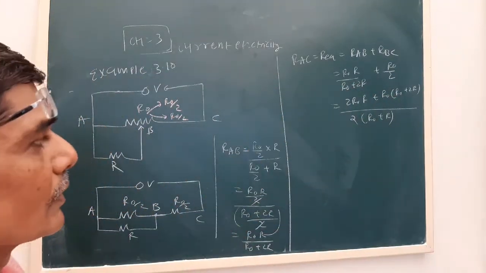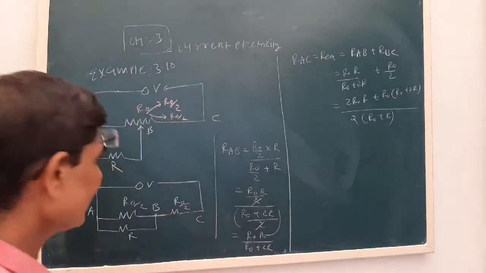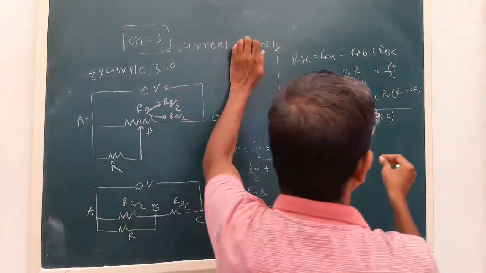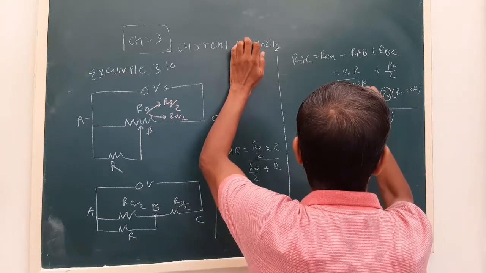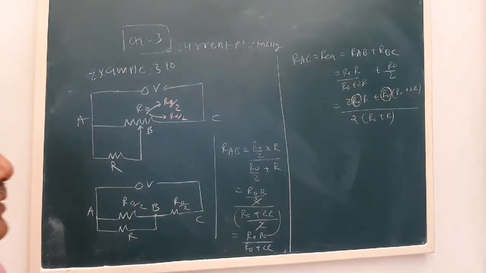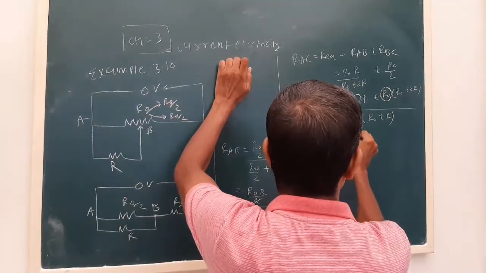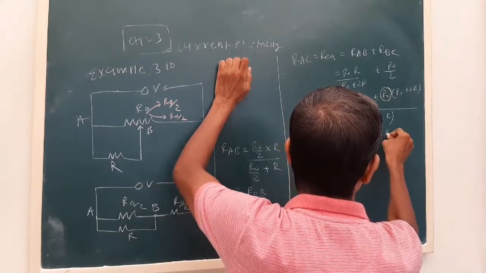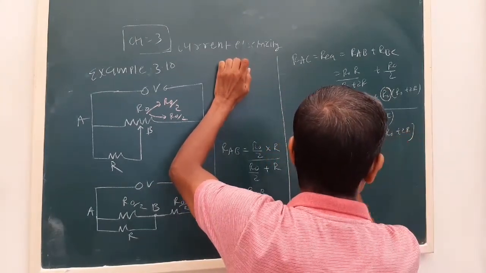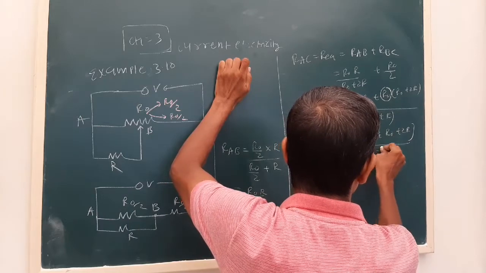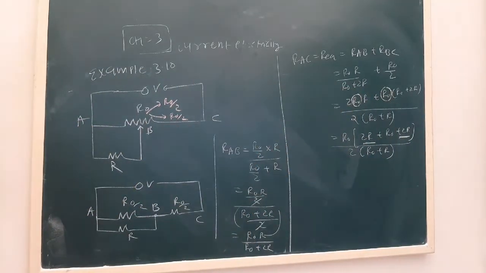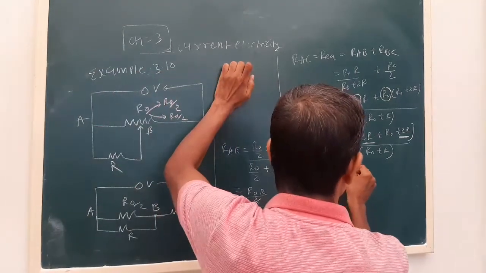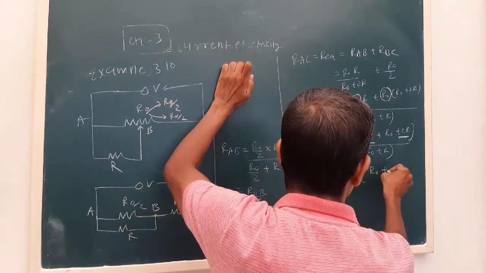Now see what we can take common here. R0 we can take common from the numerator. So it is R0 common, 2R plus R0 plus 2R upon 2R0 plus R. Now this 2R and 2R makes 4R. So R0 plus 4R.